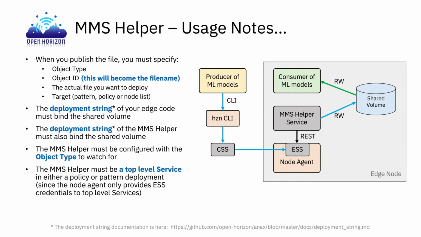And another technical detail here, the MMS helper has to be a top level service in either your policy or your pattern deployment. And this is because the node agent only provides ESS credentials to top level services. So that's just a technical requirement, and that affects how I've structured this. And in the way that the MMS helper is set up, you will specify your consumer code as a required service of the MMS helper. So the MMS helper will be the top level service, and it will pull in your consumer code, even though it doesn't use any of the APIs in your consumer service.